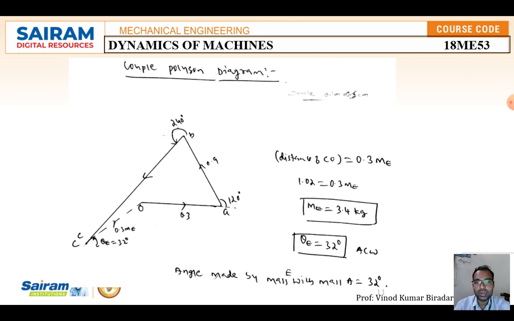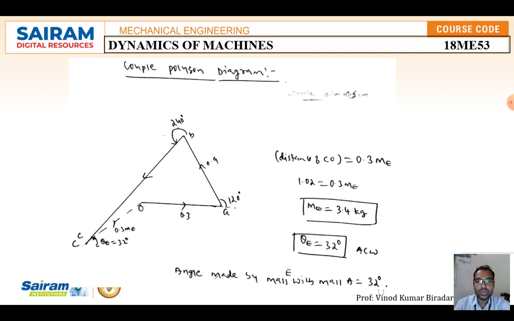Again, keep the protractor at point A and measure angle 120 with a length of 0.9, that is, you are going to get a new point B. Again from point B to C, measure the length, and the angle is 240 degree, you are going to get a new point C. Again, we don't know the length of C to O, so just close that, C to O, with the help of a dotted line.